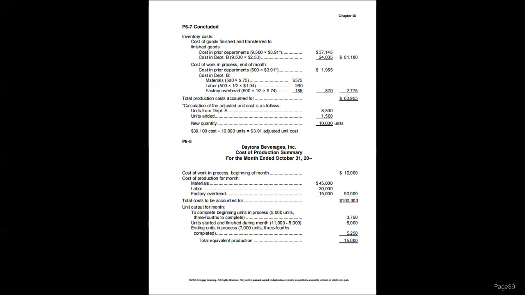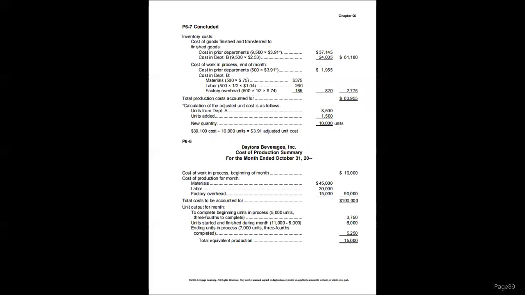Now we are given the cost of production during the current month, and we divide this by the equivalent production of 15,000 units. Now for the inventory cost, the cost of goods finished and transferred to the finished goods during the month. The beginning work in process given is the prior month's cost of 10,000.